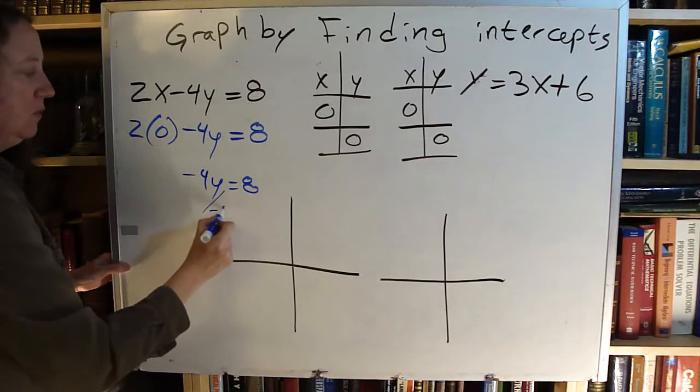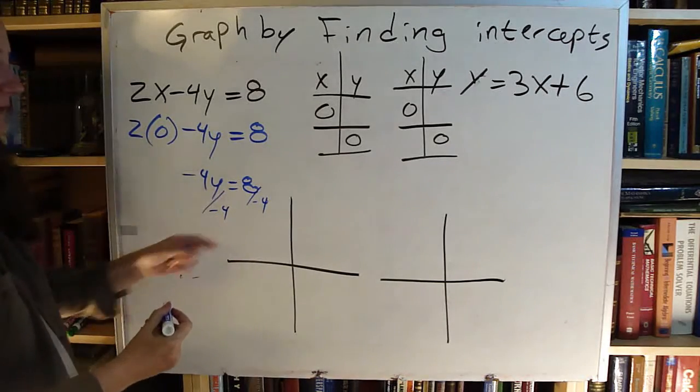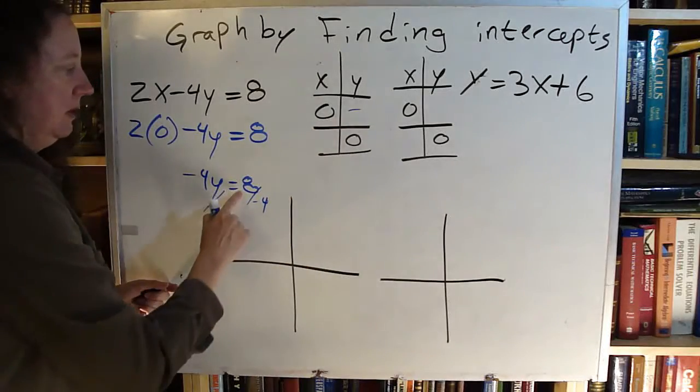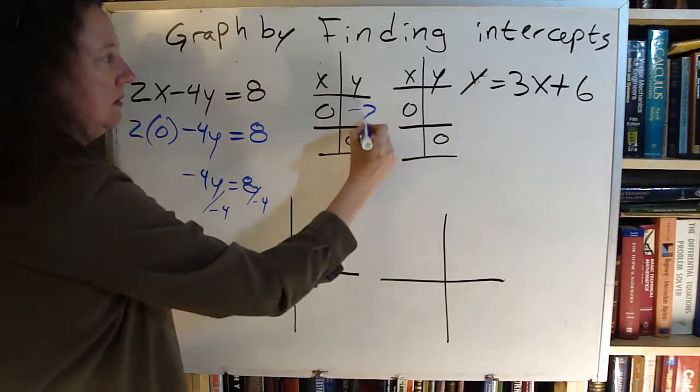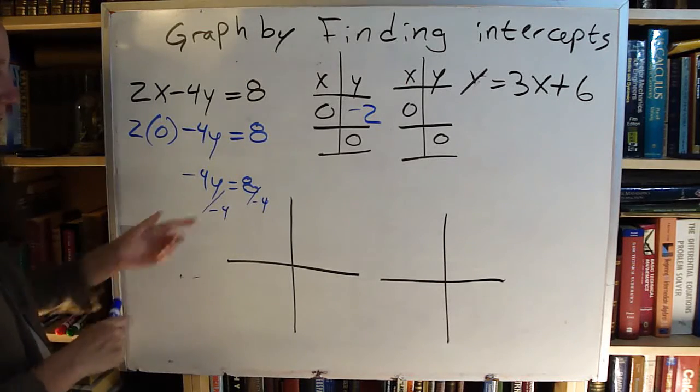Divide out that negative 4. 8 divided by negative 4, positive divide negative is negative. 8 divide 4 is 2. So there's my answer for that one.